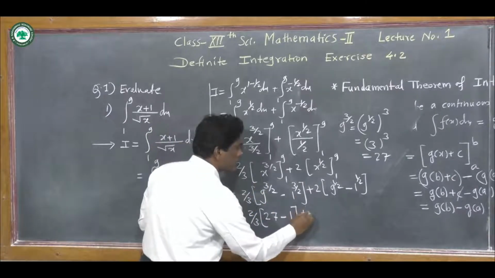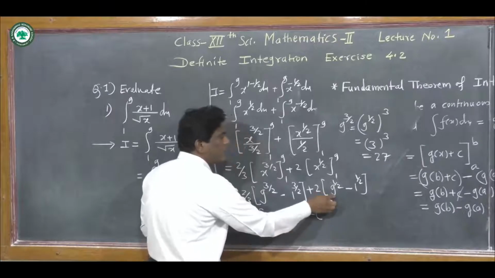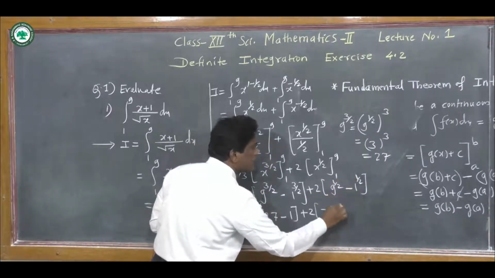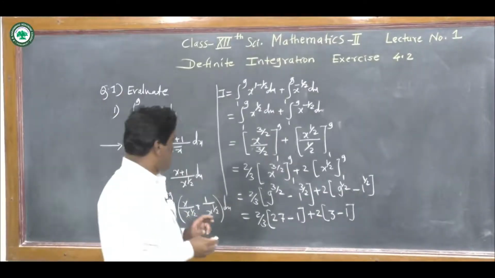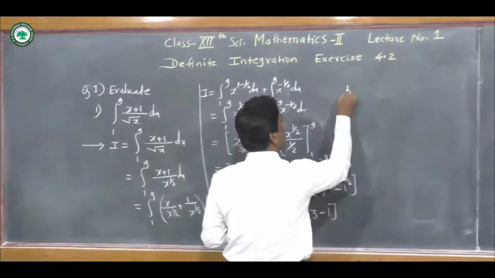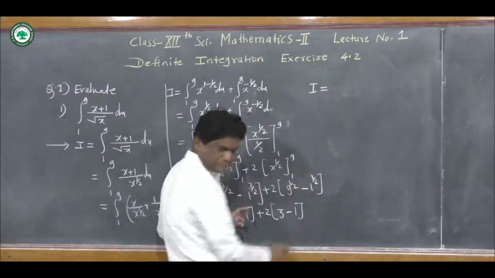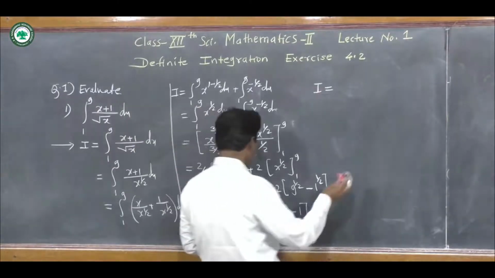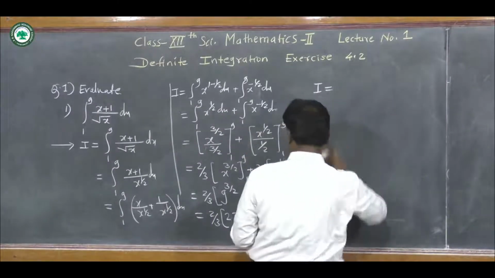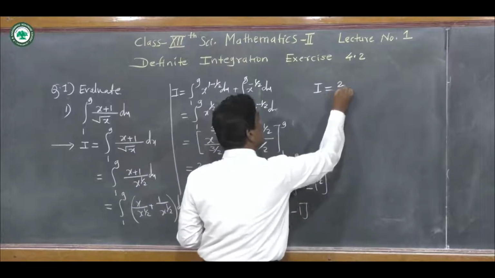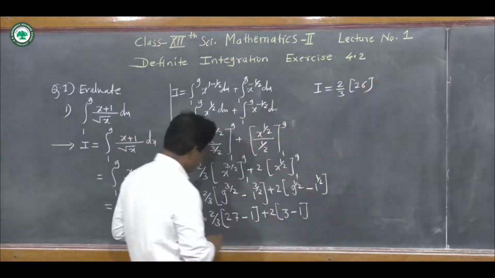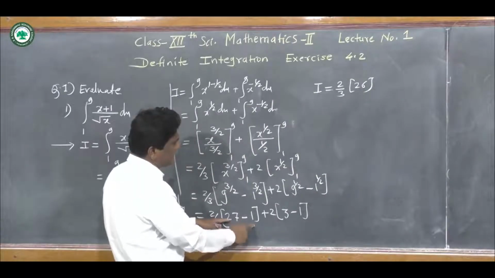Then here plus 2 and 9 to the power 1/2 means square root of 9. It is 3 minus 1 to the power anything, that is 1. So this required integral I becomes I is equal to 27 minus 1, that is 26. 2/3 into 26. Get it? Here 2/3, 27 minus 1, that is 26.